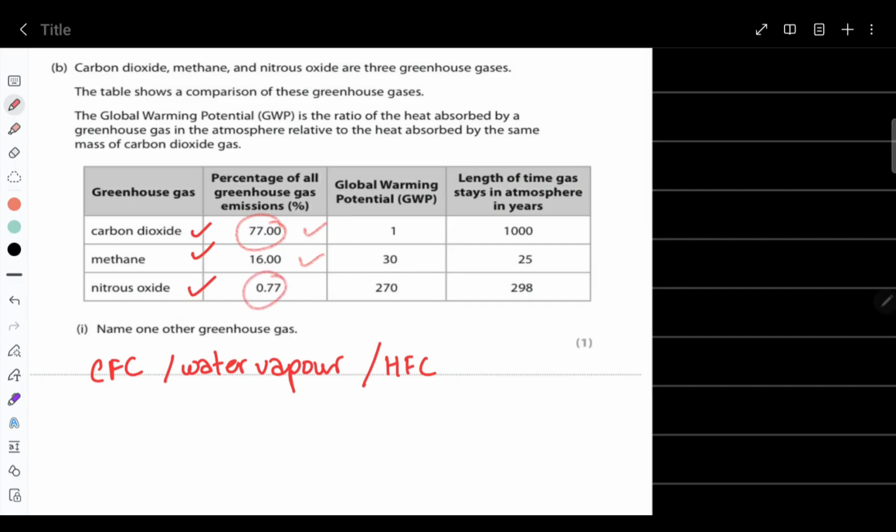Because methane has a higher GWP, which is the global warming potential, right? So you need to say this. Then nitrous oxide has a higher GWP than methane, but it stays less time than carbon dioxide, much less time. So these are the reasons that you need to give.